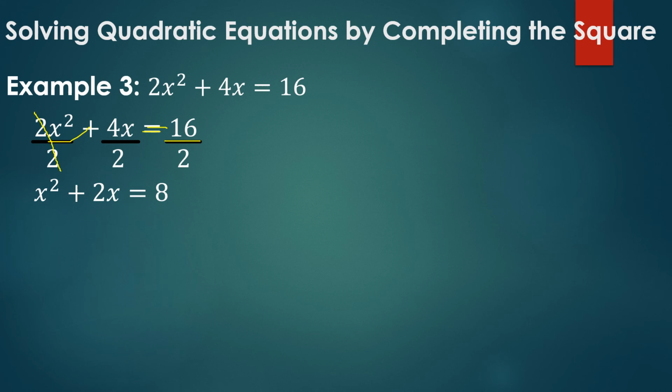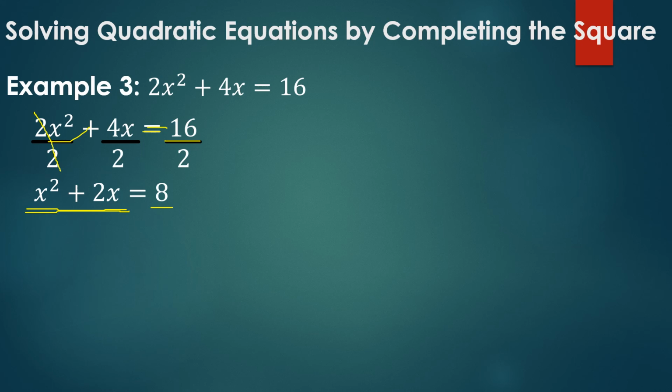Step 2, we have to group all the variable terms on one side of the equation and then the constant term on the other side of the equation. But as you can see on the equation, nakagroup na lahat na may mga variable sa isang side and then yung constant term sa right side. Ang gagawin na natin ngayon, proceed sa step 3, in which we are going to complete the square of this expression, x squared plus 2x.